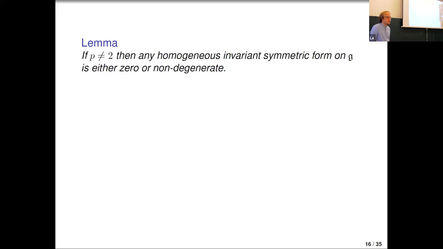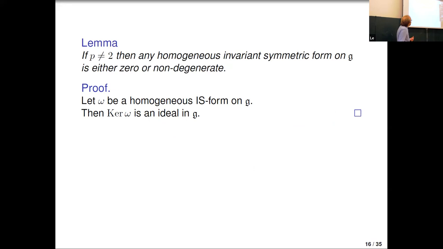Now let's try to prove this theorem. First, let's prove it in characteristic not 2, and that's what I mean by homework for an undergrad. So consider first a homogeneous invariant form, and let it be non-degenerate. Then this form has a kernel. From the condition of invariance, you see that the kernel of the form is an ideal. We started from a simple object, so it's either zero or the whole algebra. So it means that either the form is equal to zero or it's non-degenerate.